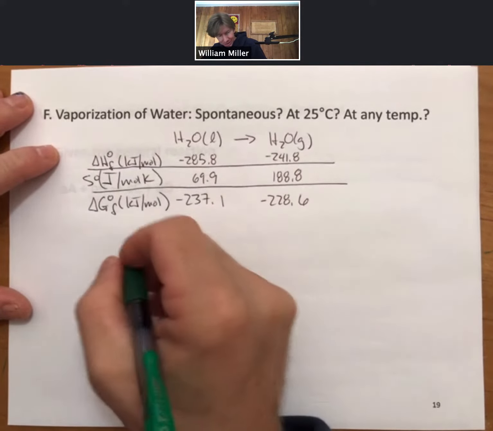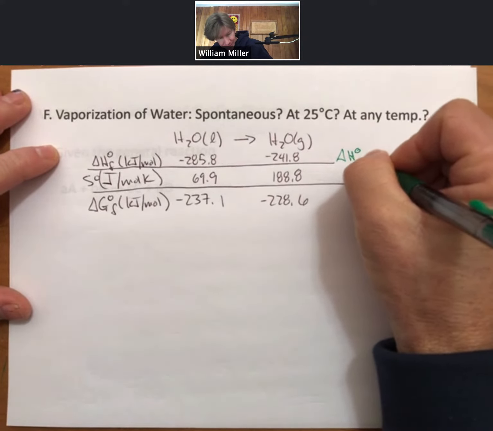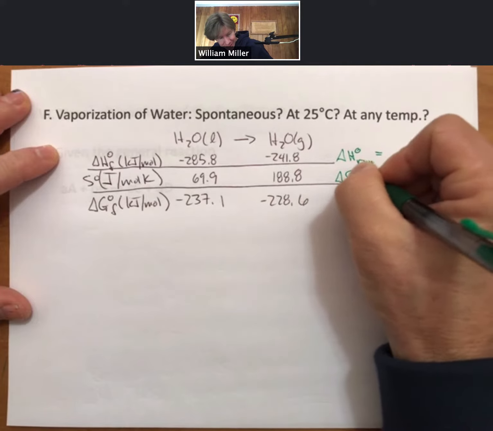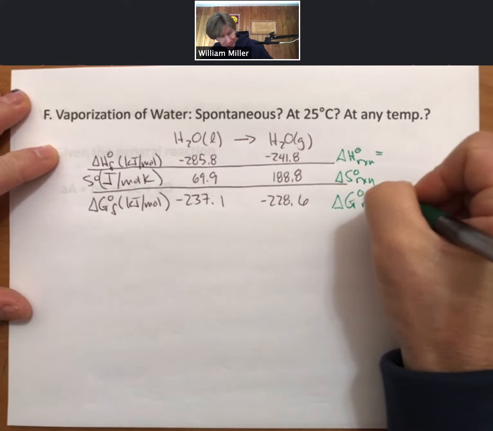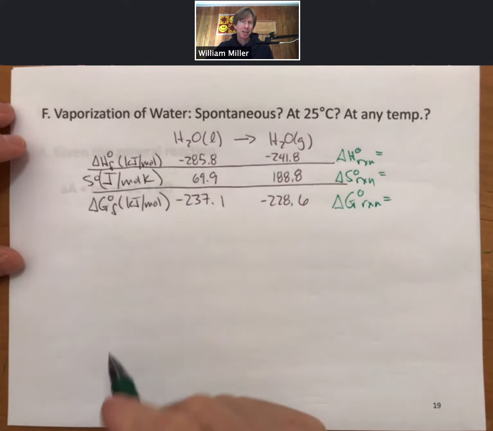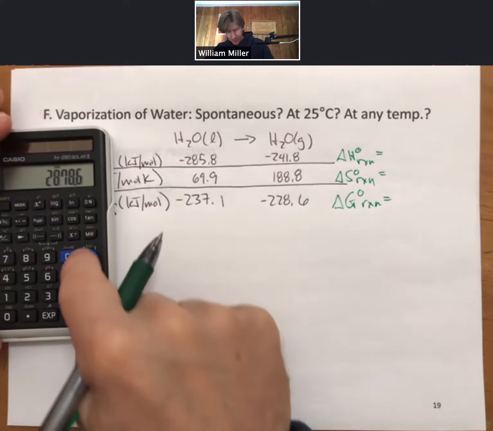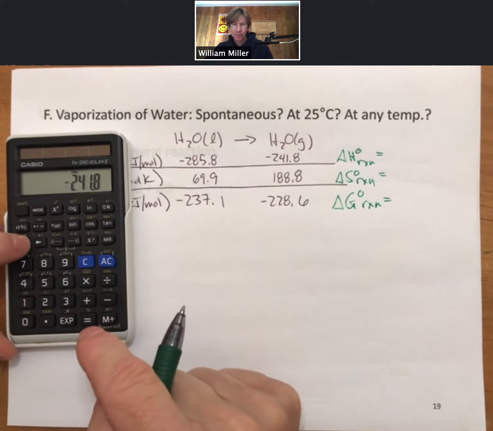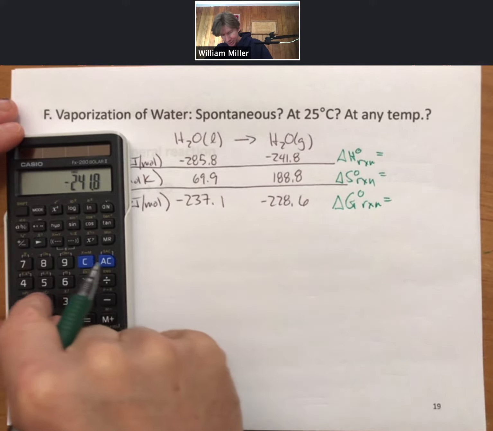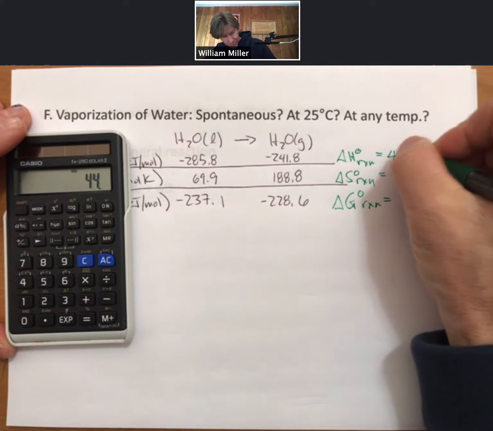Let's calculate our delta H, my delta S, and my delta G at the end here. It's all going to be product minus reactant. So minus 241.8 plus 285.8, 44.0.